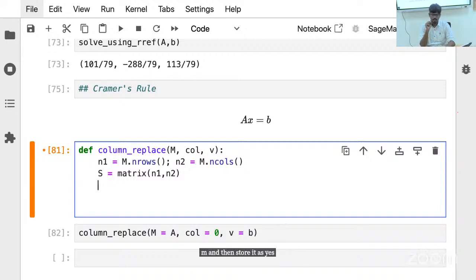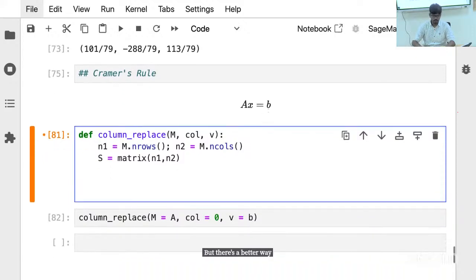There is an easy way of doing it. It's just to take a copy and then put it. But now I'll do a little rough way of doing it, using a for loop. That is just to introduce the programming. But there's a better way of doing it, obviously. So what will I do?